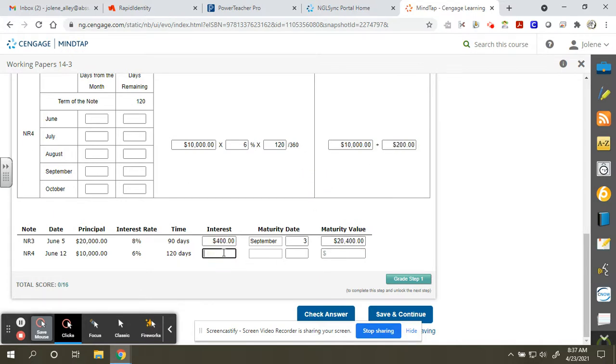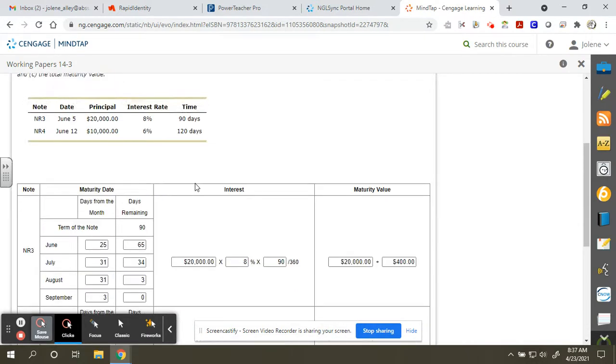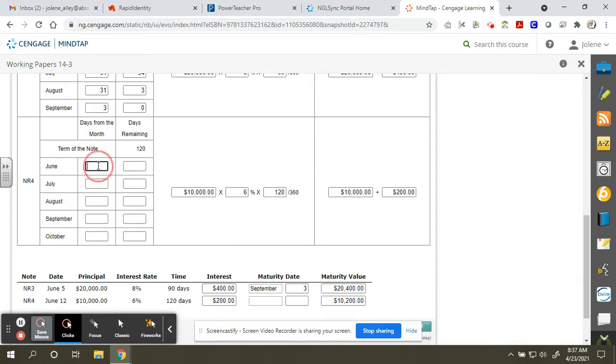So I can fill this in right now. $200, right? So now I've got to figure out what day it is due. This was taken out on June 12th. So how many days are left in June? Well, there are 30 days in June, so 18. July has 31 days. August has 31 days. September has 30 days.